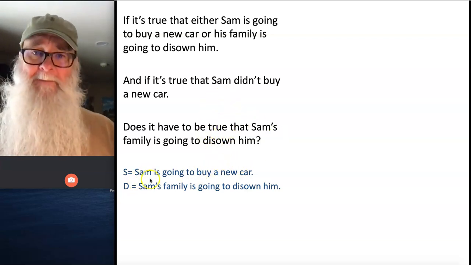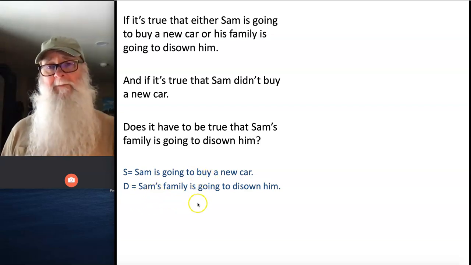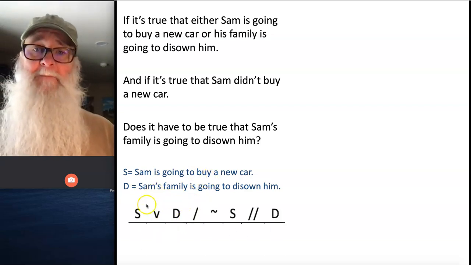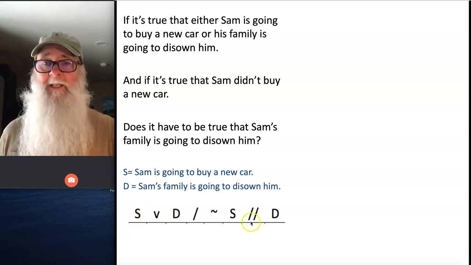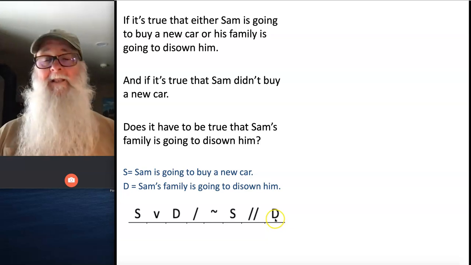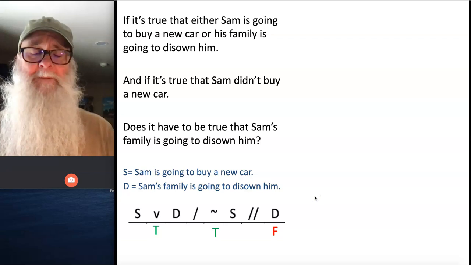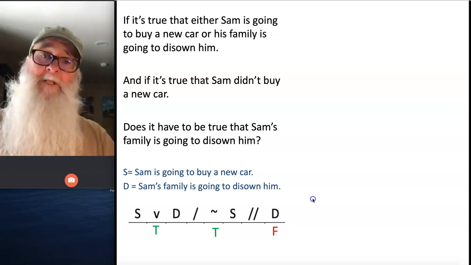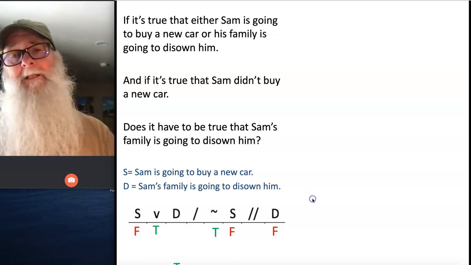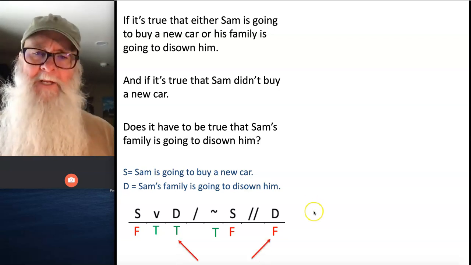So if S represents the statement Sam is going to buy a new car, and D represents the statement Sam's family is going to disown him, then situation number one looks like this, where we have S wedge D, tilde S, Sam didn't buy the new car, therefore D, Sam's family is going to disown him. We can assume the truth value of the conclusion being false and the premise statements being true, and then we just deduce all of our logically necessary truth values. And when we do that, look what happens. We run into a contradiction.